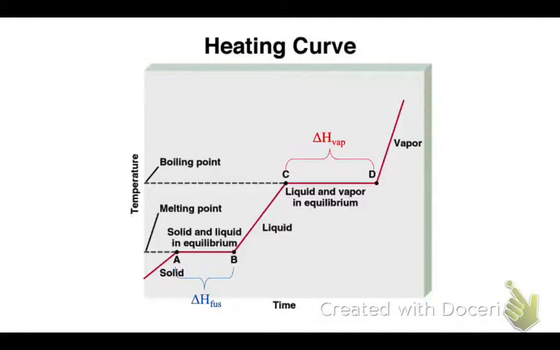The smaller area between A and B is a measure of heat of fusion. What do we need to convert all the solid to liquid at the freezing point? And between C and D, it's what we call the heat of vaporization, which is taking all your liquid at the boiling point to gas at the boiling point. It's always the case that heat of vaporization is larger in amount than heat of fusion. It takes more to vaporize than to melt.